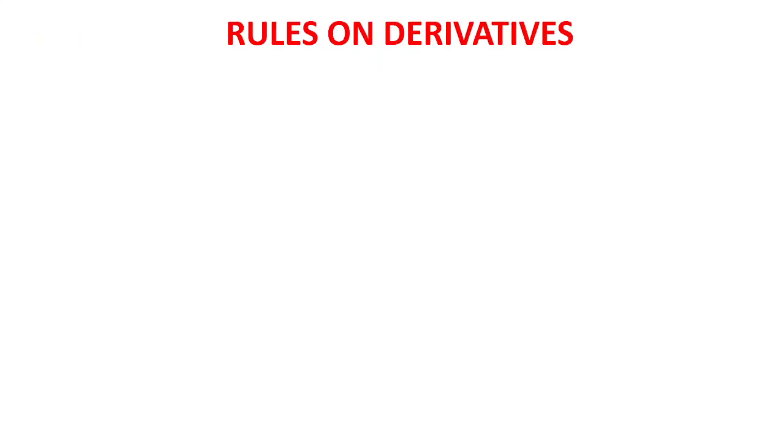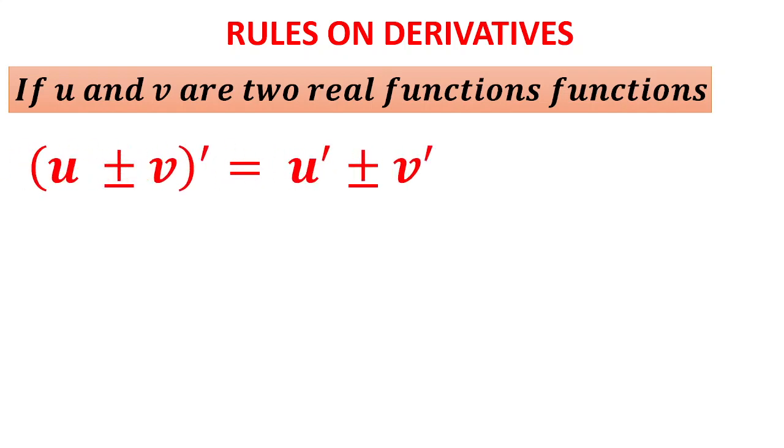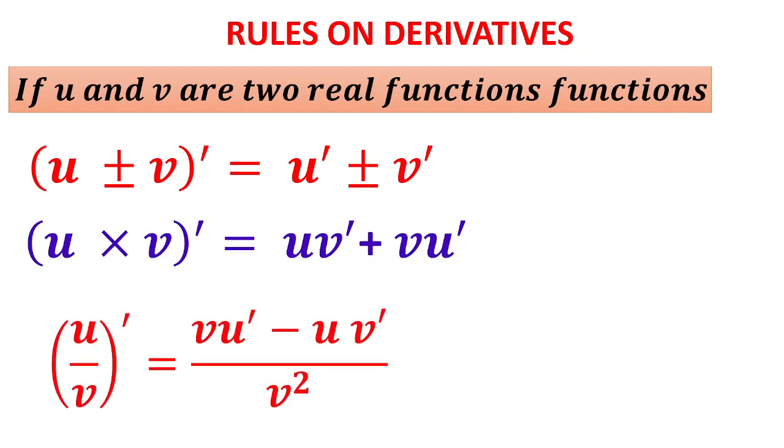Before we go to this differentiation of implicit functions, let us try to recollect the rules of derivatives and formulae of differentiation. If u and v are two real valued functions, then (u plus or minus v)' is u' plus or minus v', and this is the product rule. (u multiplied by v)' is: keep the first, differentiate the second, keep the second, differentiate the first. For u upon v, where v is not equal to 0, the differentiation is v square in the denominator, and numerator v into u' minus u into v', that is, denominator square, denominator into differentiation of the numerator minus numerator into differentiation of the denominator.